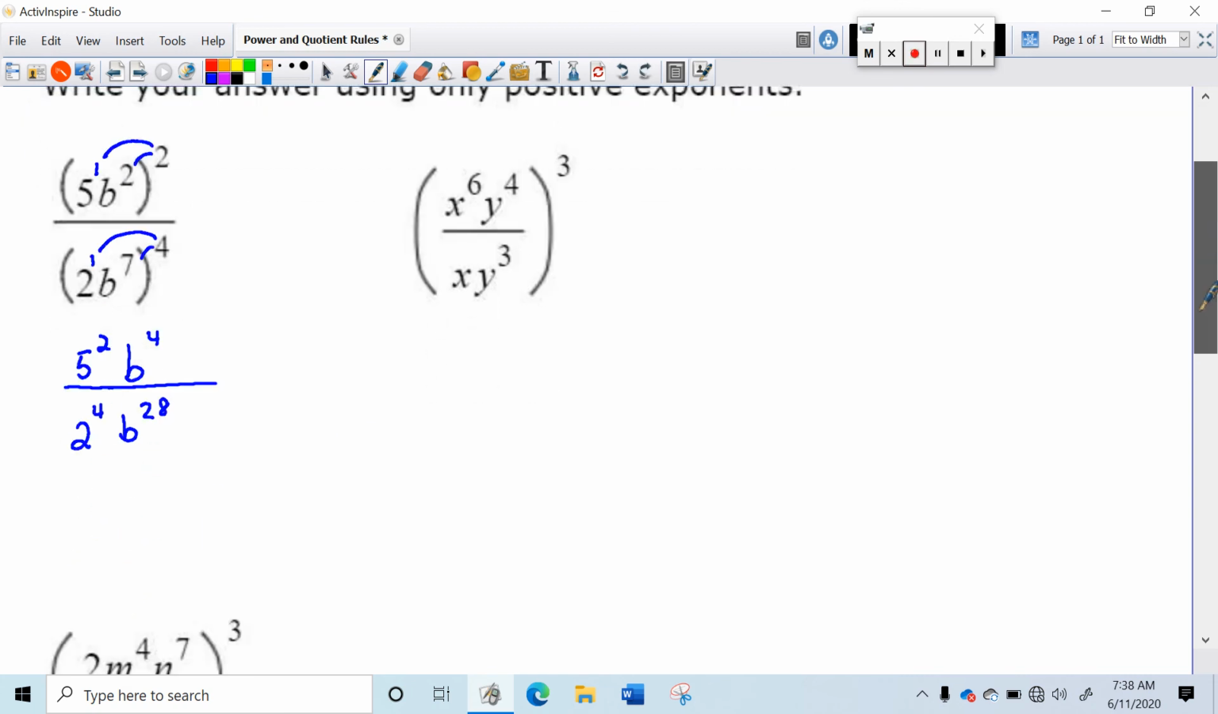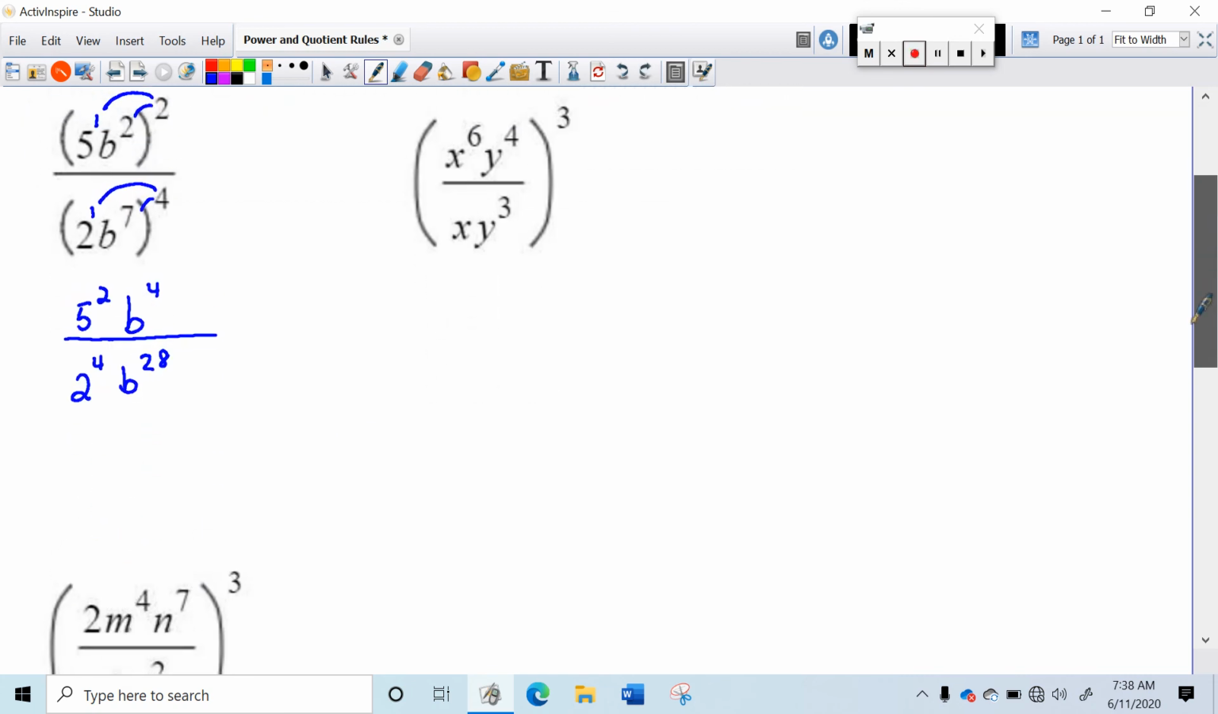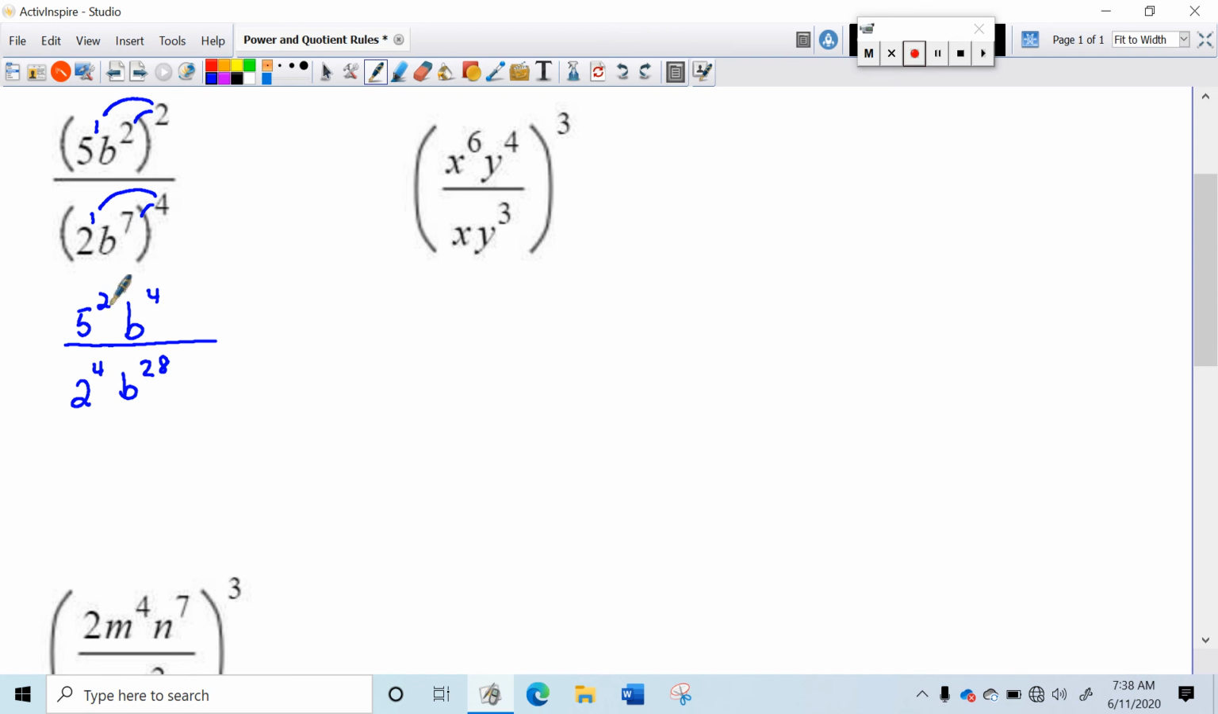Now, I'm going to figure out the numerical part of this. So 5 squared is 5 times 5, which is 25. And 2 to the 4th is 2 times 2 times 2 times 2, 4, 8, 16.